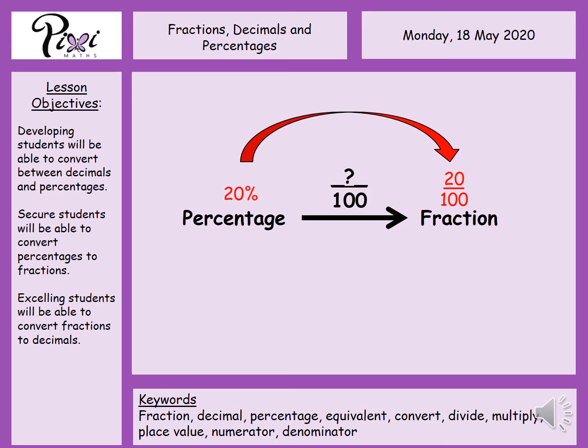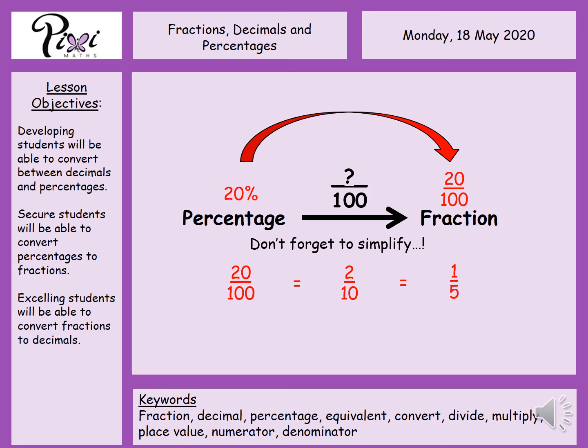So 20 hundredths. It's important then, because this isn't in its simplest form, that we actually simplify this to get the full marks. So 20 out of 100, they both have a common factor. We can divide the top and the bottom by 10, so we get 2 tenths. And then 2 and 10, they both can be divided by 2, so we divide them both by 2 and get 1/5.